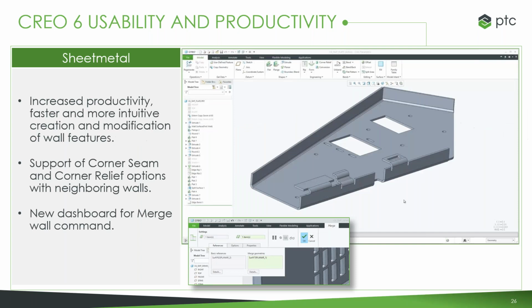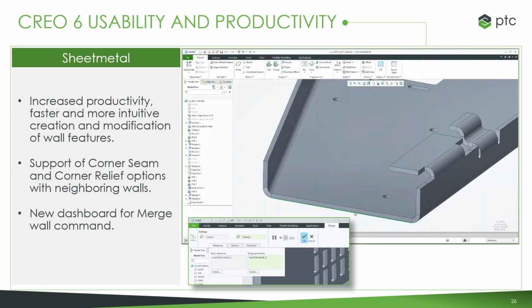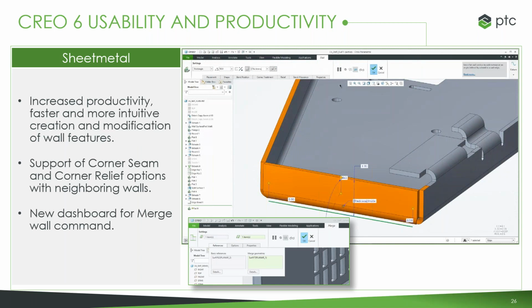Sheet metal has also seen some improvements. So it has increased productivity for a faster and more intuitive creation and modification of the walls. And then where the walls come together, we've seen increases in support for corner and reliefs and seams, as well as options around what you want to do with neighboring walls, and new dashboards for the merge and wall command.